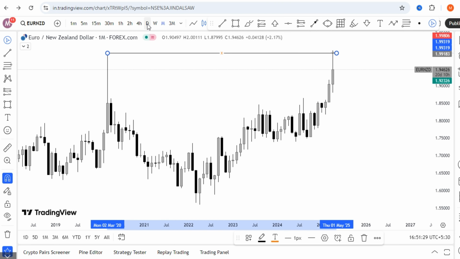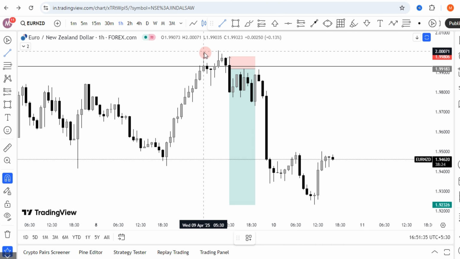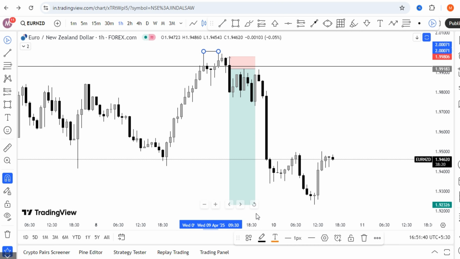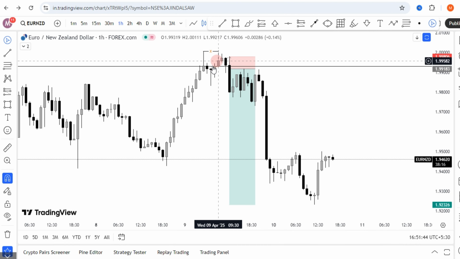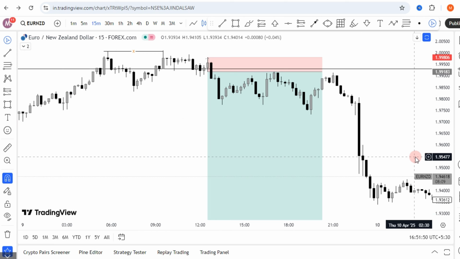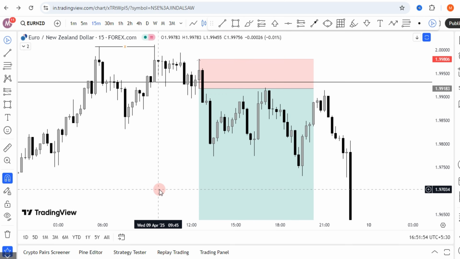Then when we drop down to the 1 hour time frame, here you can see it has given one more sweep, so I will mark it as a sweep. Then once we get a confirmation on the 1 hour time frame with the sweep, I drop down to the 15 minutes time frame. On the 15 minutes time frame, you see here what happened.